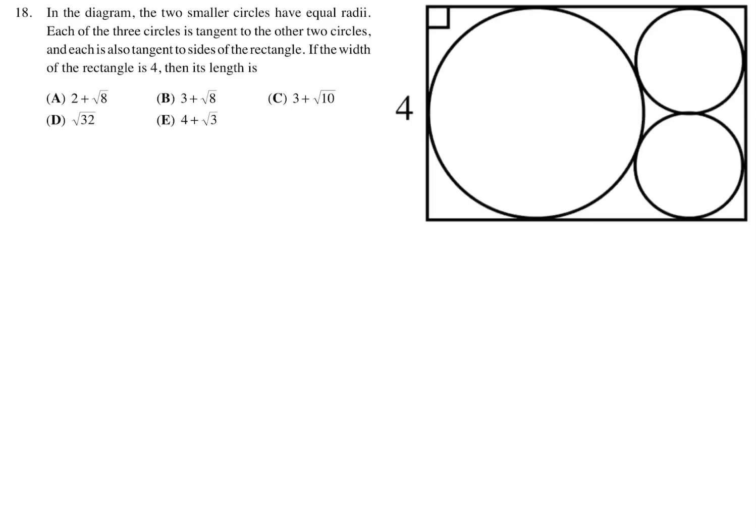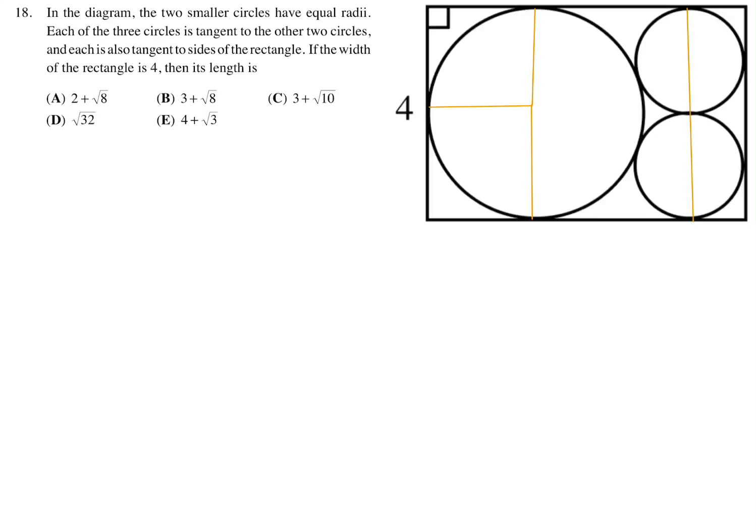Okay, so let's start by drawing some lines, labeling some things. So first I'm going to draw a line from the center all the way to the tangent like that. And then what else will I do? Let's draw a line from the center to the top and all the way to the bottom like that. Very similarly, I'll do the same here.